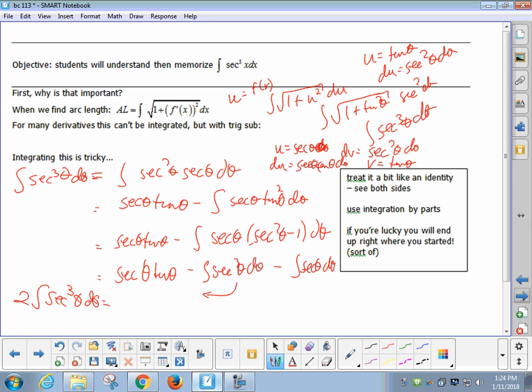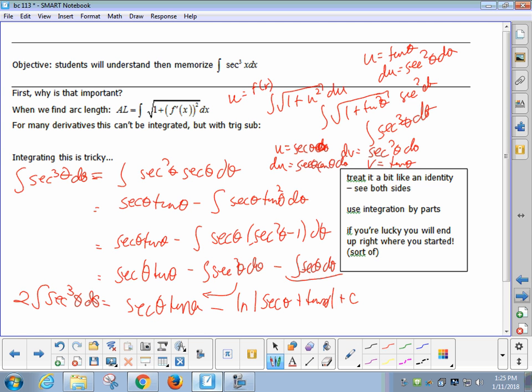Now we have more of it. Well, that's actually okay, because now we are home free, assuming, and that's a large assumption, that you know how to integrate secant. That's the natural log of secant plus tangent. Sorry about that. This was on last night's homework.